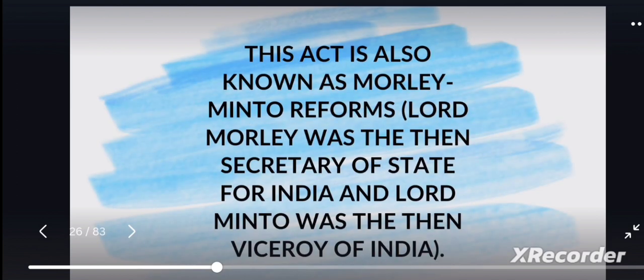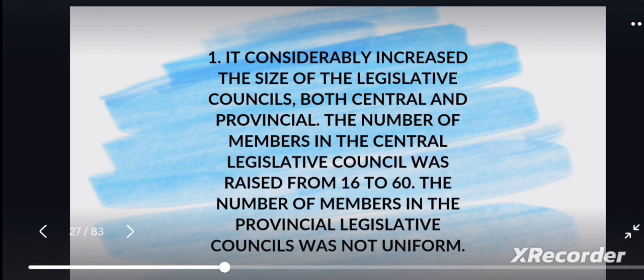This act is also known as the Morley-Minto reforms. Lord Morley was then Secretary of State for India and Lord Minto was then Viceroy of India. It considerably increased the size of the Legislative Councils, both central and provincial. The number of members in the Central Legislative Council was raised from 16 to 60. The number of members in the Provincial Legislative Councils was not uniform.